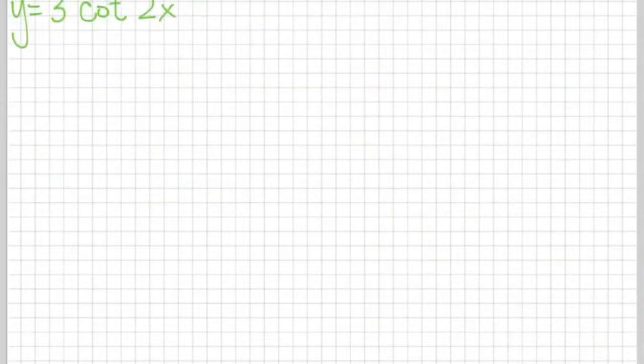look like if we had 3 cotangent of 2x plus 2. Let's add a vertical shift to that. Okay, period, pi over b. Well, my b is 2, so therefore it's going to be pi over 2.